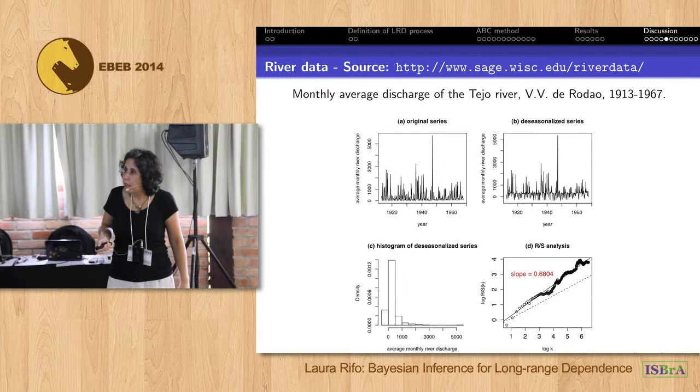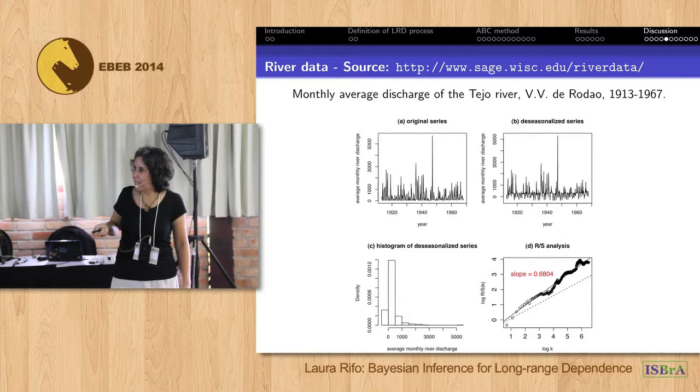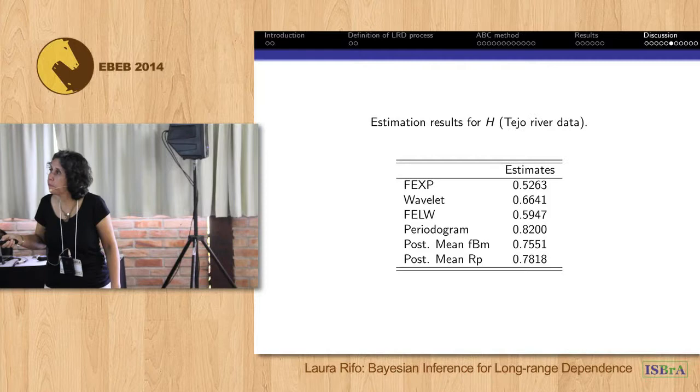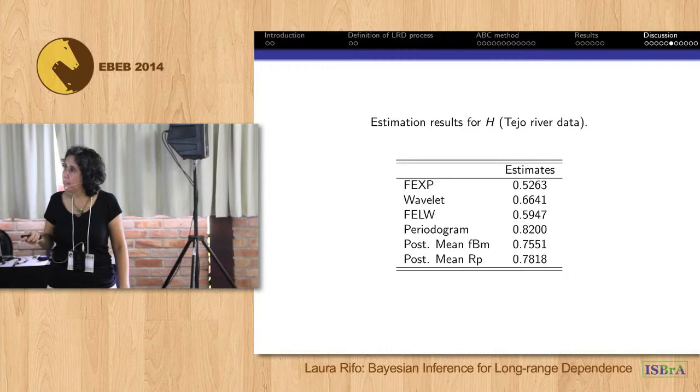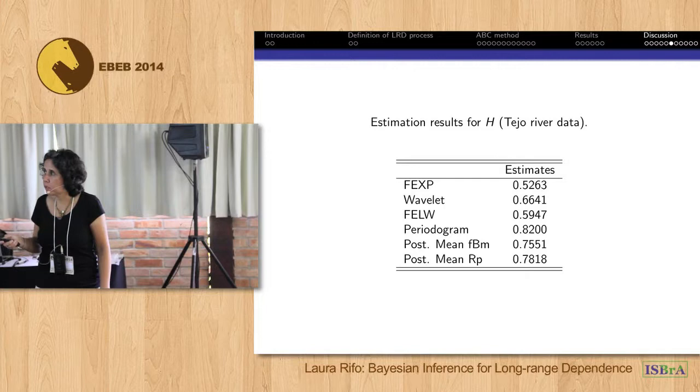this is the analyzed series, and here we have that method based on RS statistics. The slope of this curve approximates the estimate for H. For this applied problem, we obtain also the estimates for all of the previous methods and the posterior mean, using the model of the fractional Brownian motion, and using the model of the Rosenblatt process. For both, we have a memory exponent of about 0.8.